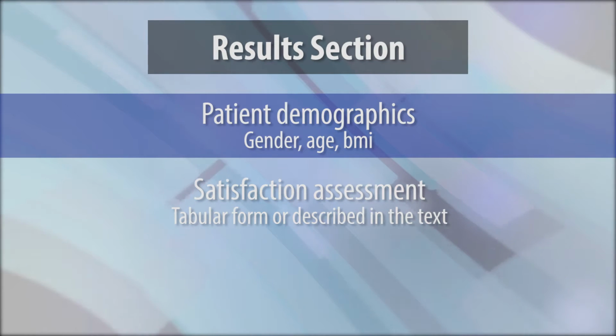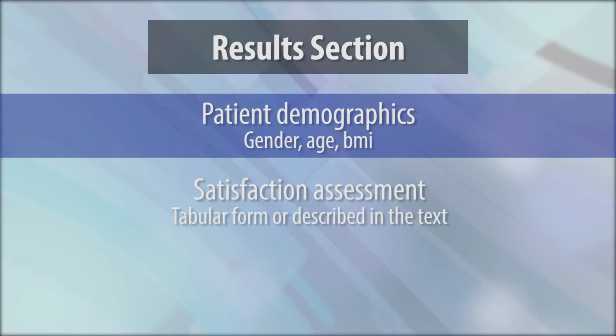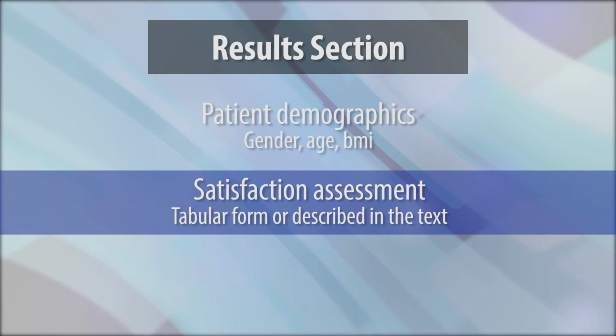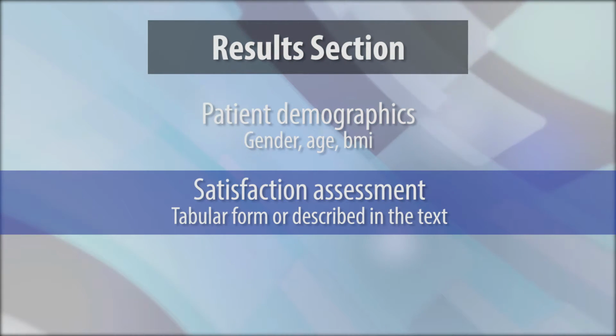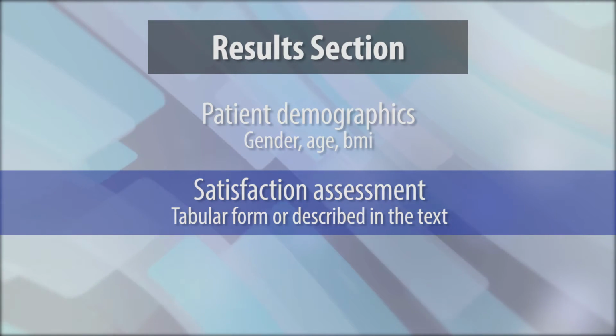Moving to the results section, then we get into patient demographics. Number of males, females in the study, age range, mean age, if BMI is relevant in any way to the study, mean BMI, BMI range, and then if any sort of satisfaction assessment was conducted, this is where you'd put the results of that. It's usually helpful to put that in tabular form as a table. If not, describe them in the text.